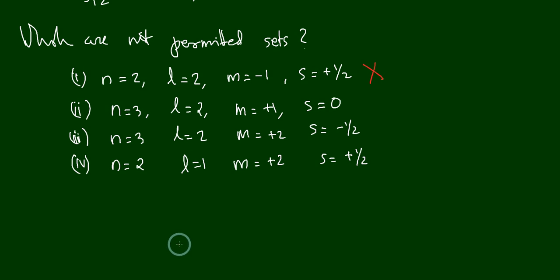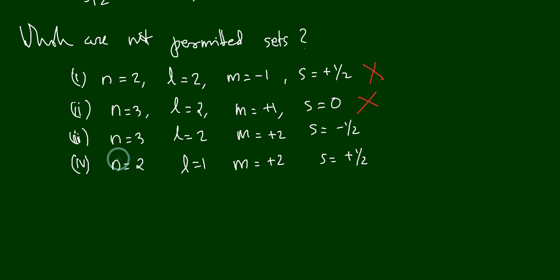And what about the next set? n is equal to 3 and l is equal to 2, that's fine. And m is equal to plus 1, that's also fine, because if l is equal to 2, m can have the values from -2 to +2. And s is equal to 0. Oh, that's a problem, because the possible values of s are plus half and minus half, so this is not a possible option. So let us strike out this.